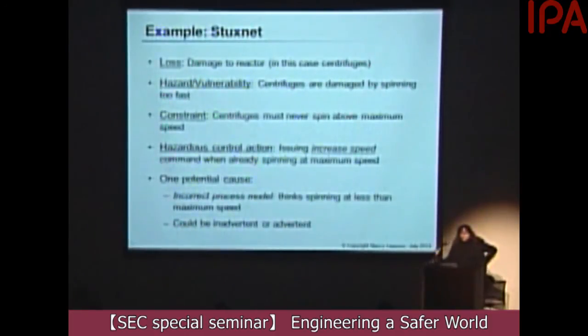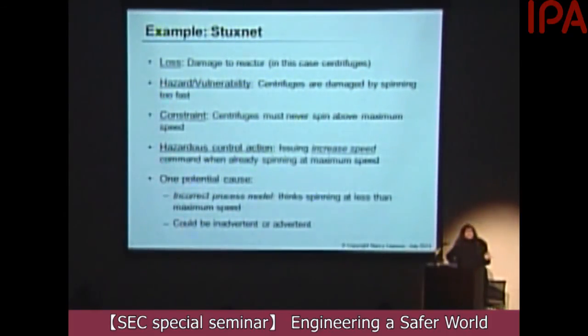The hazardous control action is issuing an increased speed command when it's already spinning at the maximum speed. What are some causes? Our analysis would look at what are the causes of this. One cause is, again, an incorrect process model. It thinks it's spinning at less than the maximum speed, so it issues an increased speed command, which is probably what happened.